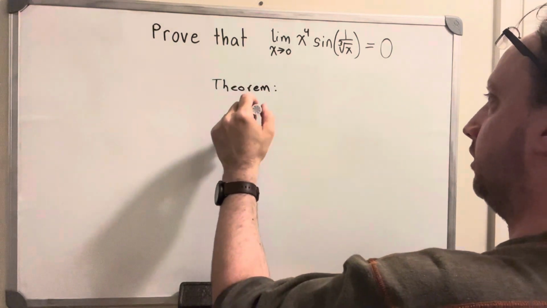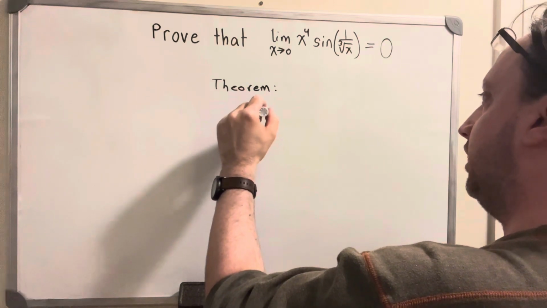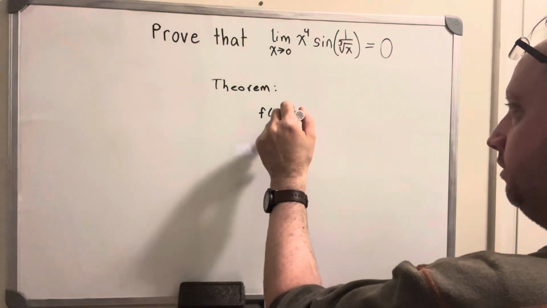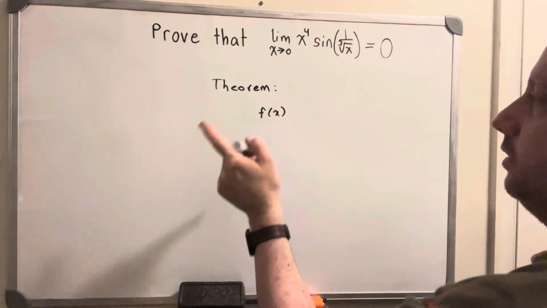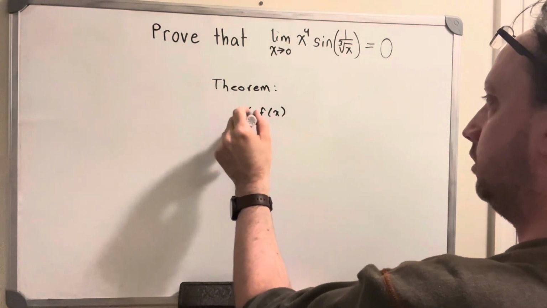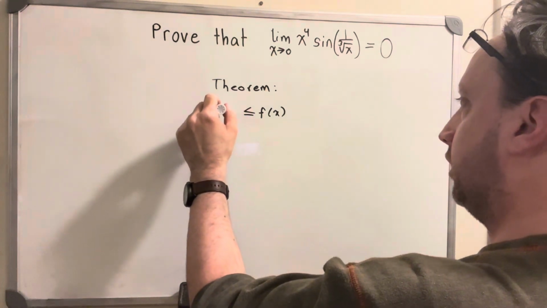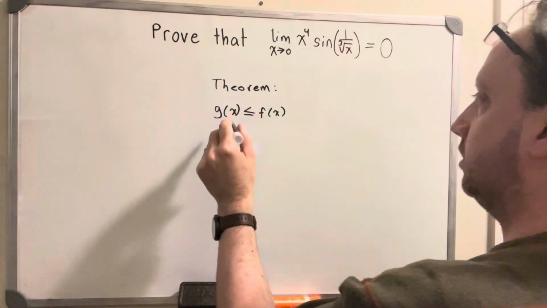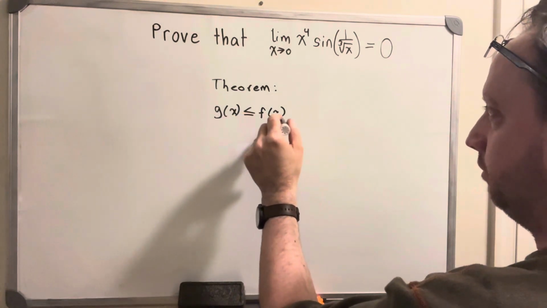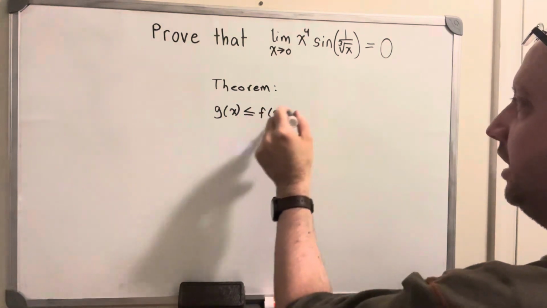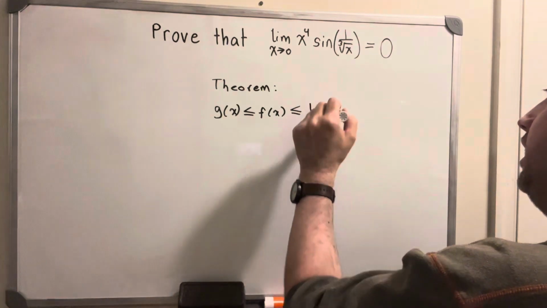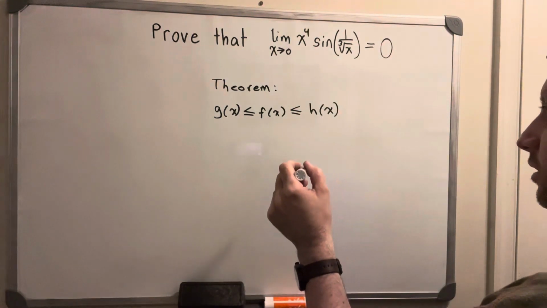Say you have a function f of x, which is very complicated to figure out. But you know that f of x is always greater than or equal to some other function, g of x. So g of x is always less than or equal to f of x for a given value of x. And f of x is always less than or equal to h of x for some value of x.